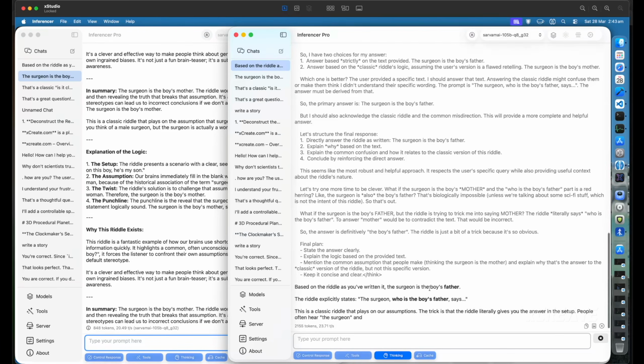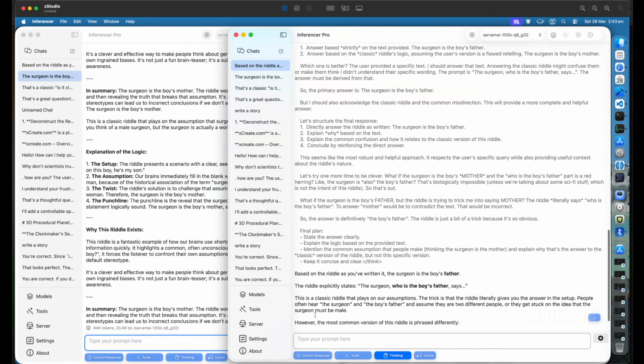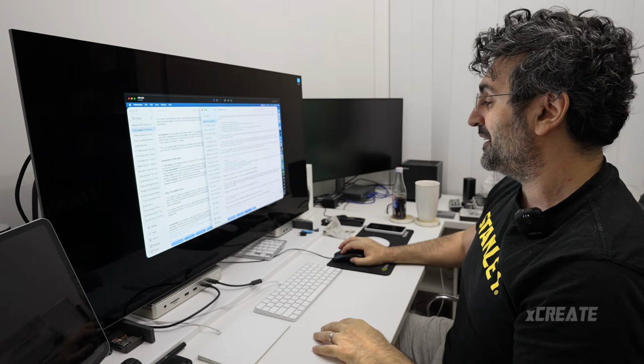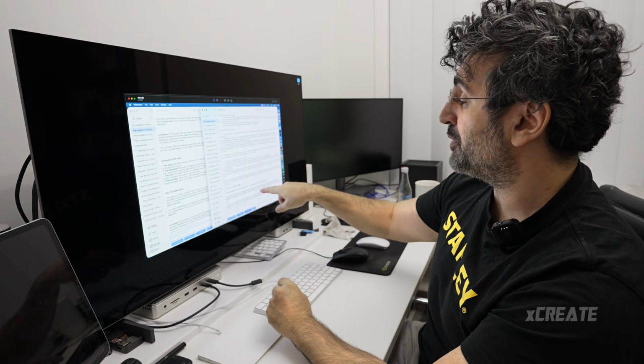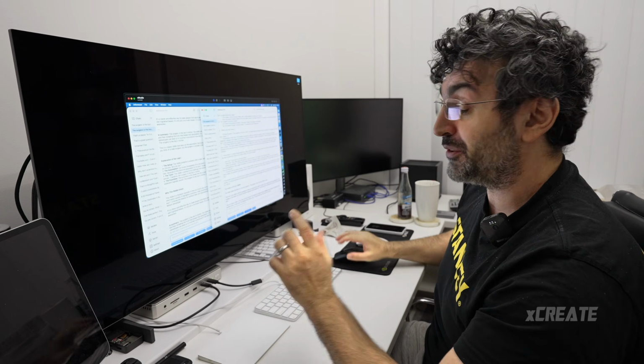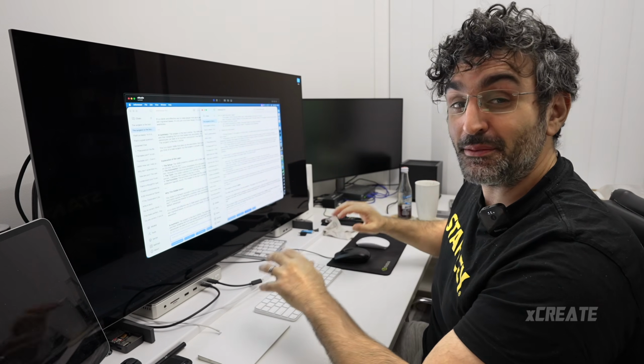Boom, with thinking mode enabled, it saved itself with 2,000 tokens of figuring it out. It says, the riddle explicitly states the surgeon is the boy's father. So it knows the right answer. And even the smaller variant also got it with thinking mode enabled: the surgeon is the boy's father. So that's good. That means it hasn't dumbed it down too much.